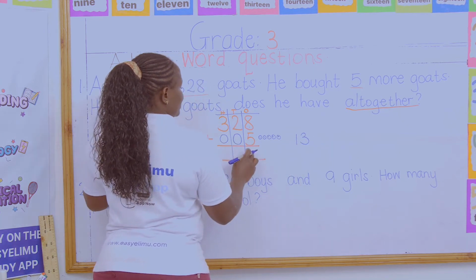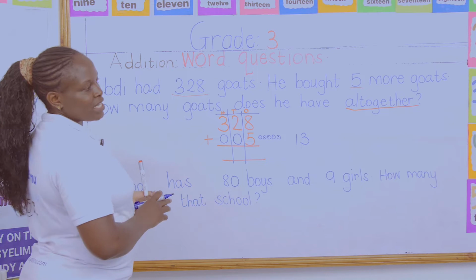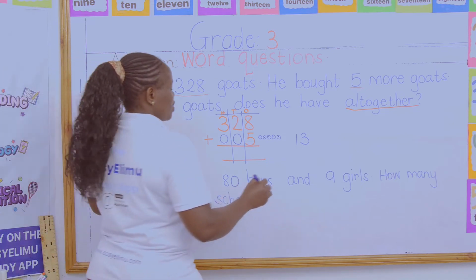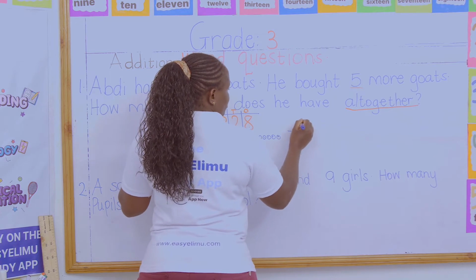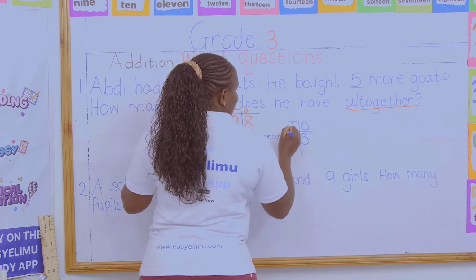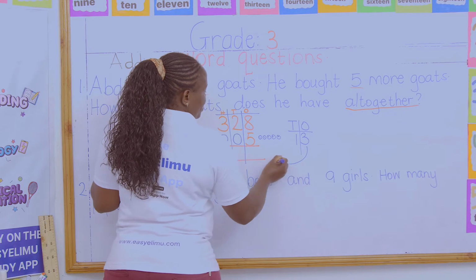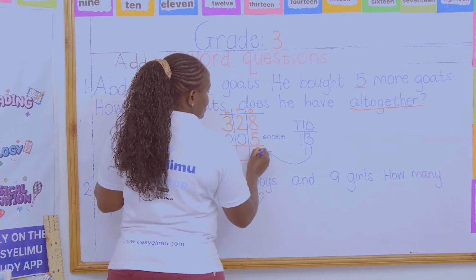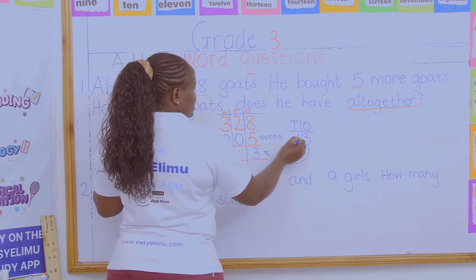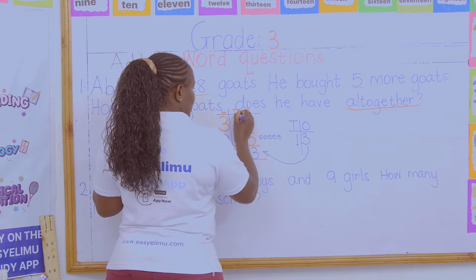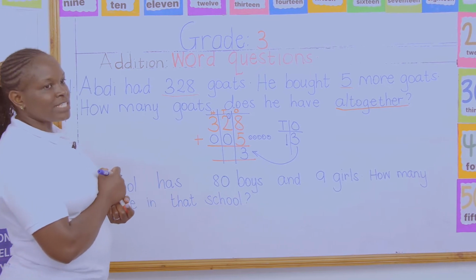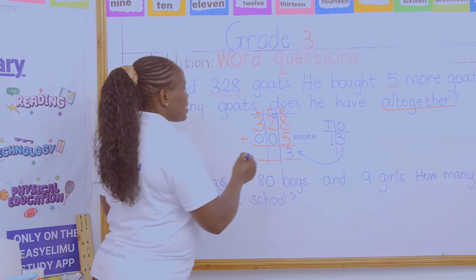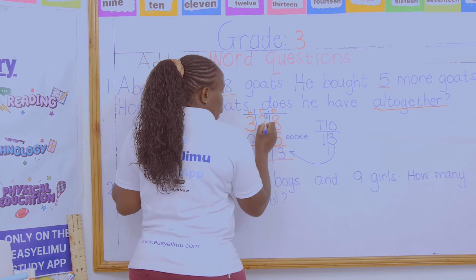I cannot write the whole 13 there because 13 is above ones. So I will regroup my 13 in a way that this one will be in the ones place value and this will be in the tens place value. So my 3 will appear in the ones place value, and this 1 will appear in the tens place value. And I circled it to show that it is a visitor. So I will add 1, 2, 3.